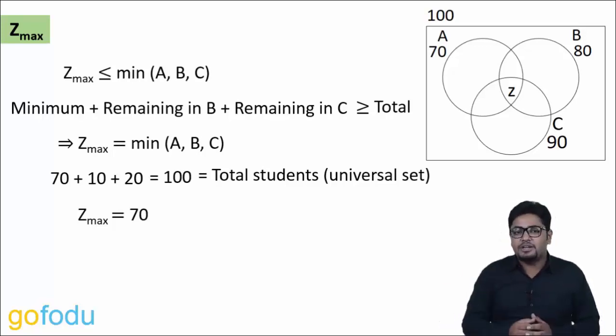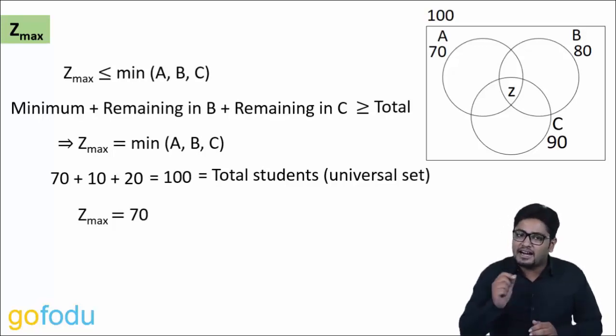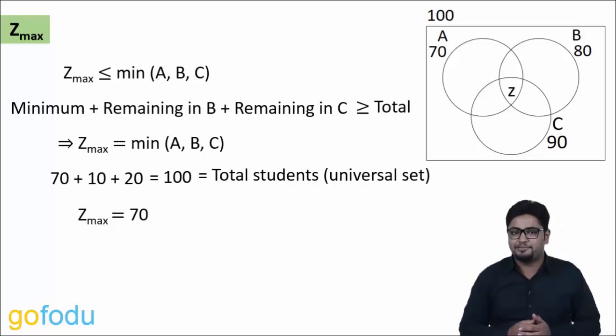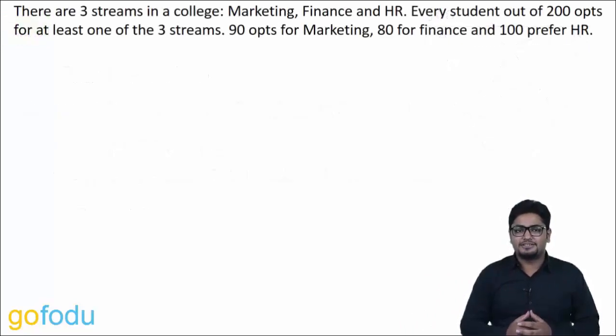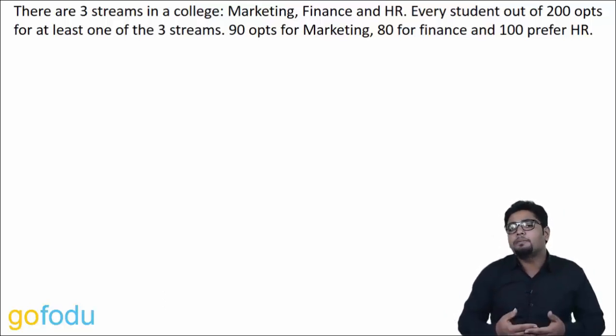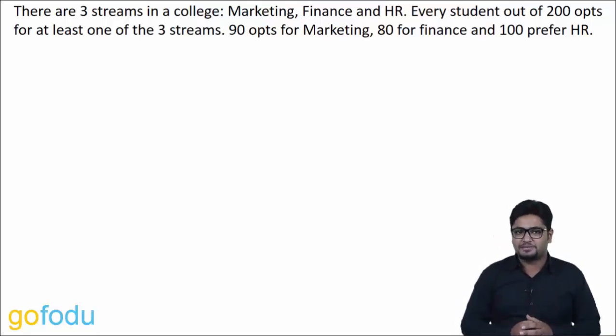The other case can be when this addition is not equal to the total value. Then in that case, we have to make some adjustments to overcome the deficiency of the elements. Let's apply this approach to the next question. 90 opted for marketing, 80 for finance and 100 for HR. Now we have to calculate the minimum and the maximum number of students who opted for all the three streams.